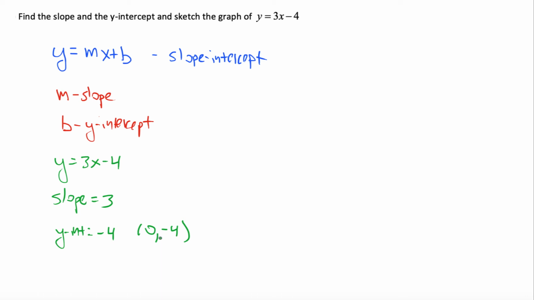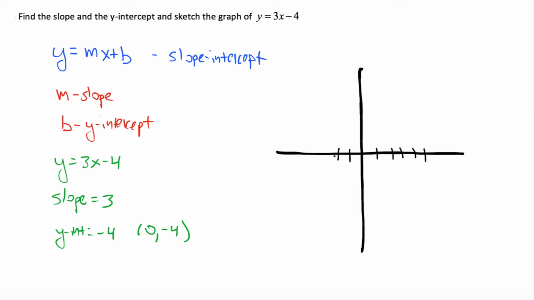Now we should be able to use this information to graph the line. So let's draw our xy axes right here. We'll do a couple hash marks going each way. Remember, whenever we draw a line, we need certain information. In this case, we are given the slope and we are given the y-intercept. The y-intercept is a point, so let's go ahead and plot that point here. We should always do the point first. So 0, negative 4. Here's the y-axis. We're going to go down 4 units.